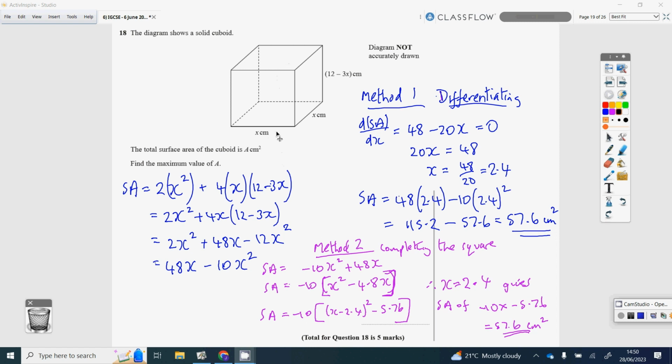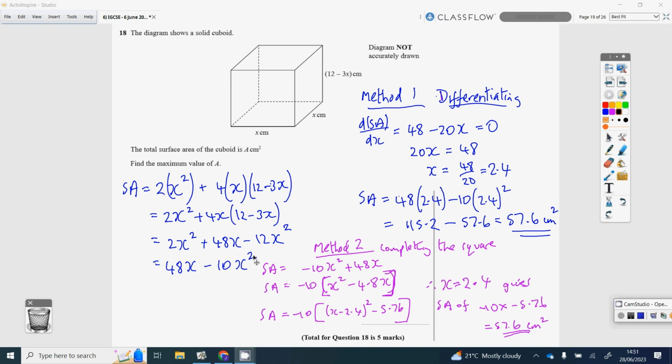So the top and the bottom are x times x, so we've got a couple of those. So that's 2 lots of x squared. And then the 4 sides, we've got 4 of them, are going to be x times 12 minus 3x. So that's my first line of workings. Processing that algebra, just work your way through those lines, you get to a total surface area of 48x minus 10x squared.